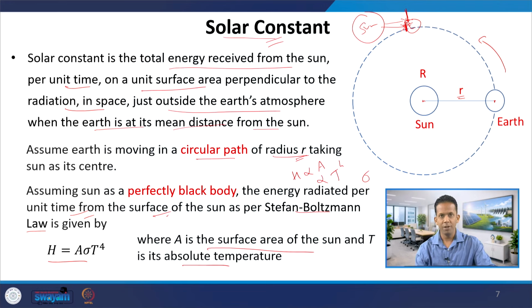So till this point is clear. What we did, and the derivation starts with the assumption that Earth is moving in a circular orbit with the radius equal to mean distance, that is small r. Sun is a perfectly black body, so if we apply Stefan-Boltzmann's law, the energy radiated is given as H equal to A sigma T to the power 4. Now, this is the energy given by the Sun. How much is the energy received by the Earth? That's what we need to calculate.